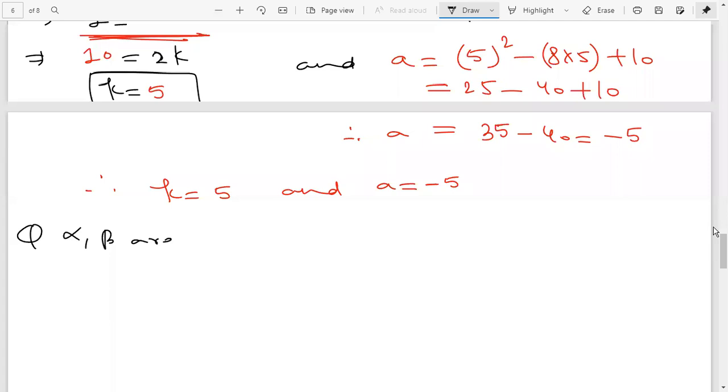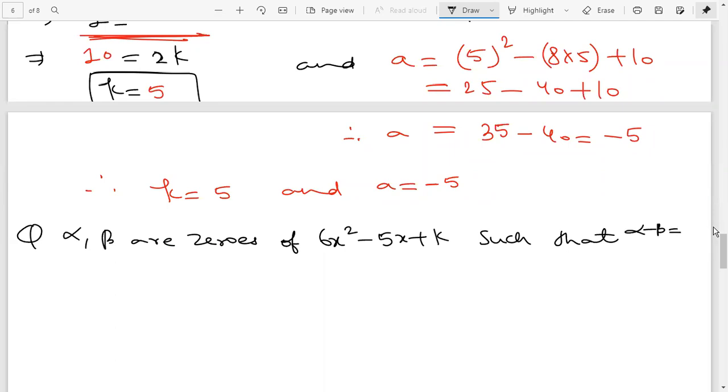Alpha, beta are zeros of 6x square minus 5x plus k such that alpha minus beta equal to 1 by 6. Alpha minus beta equal to 1 by 6. So, find k. So please try everyone.